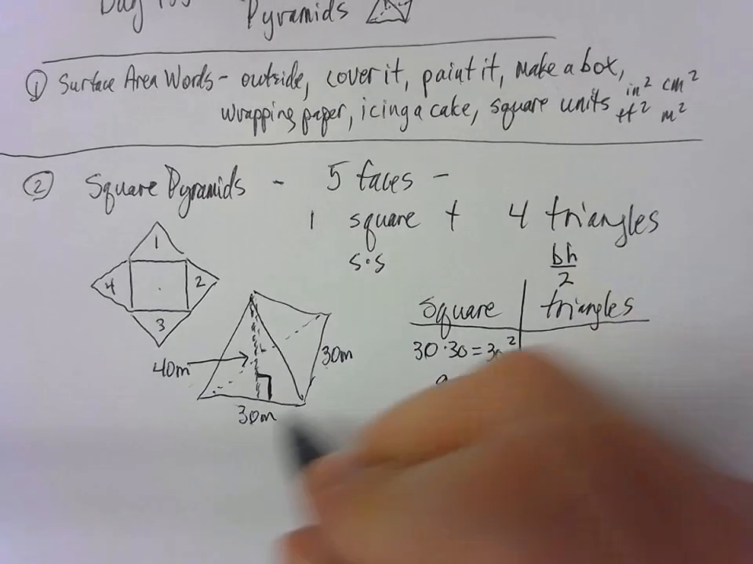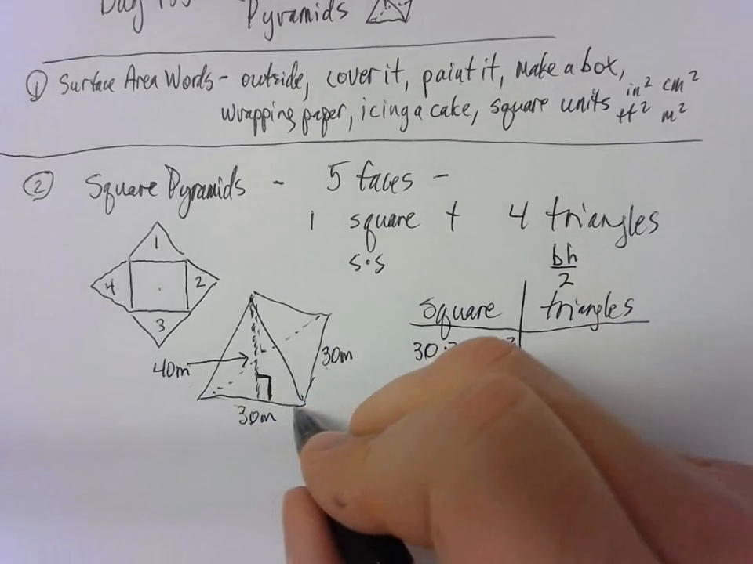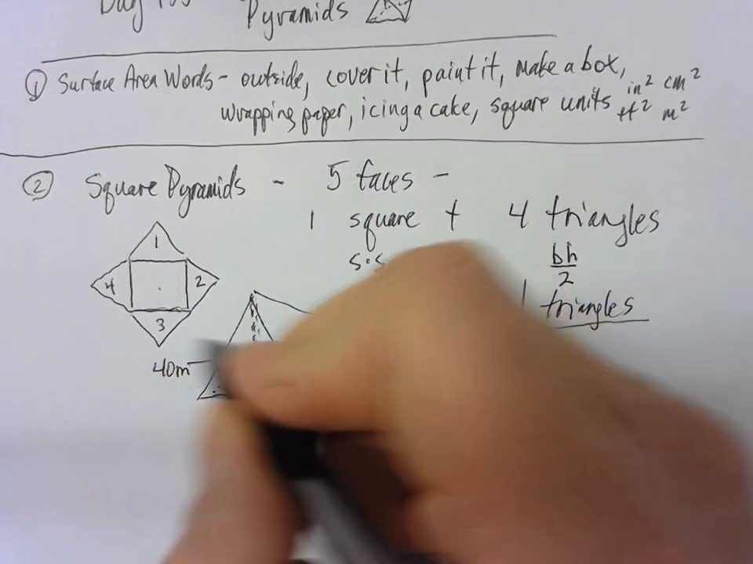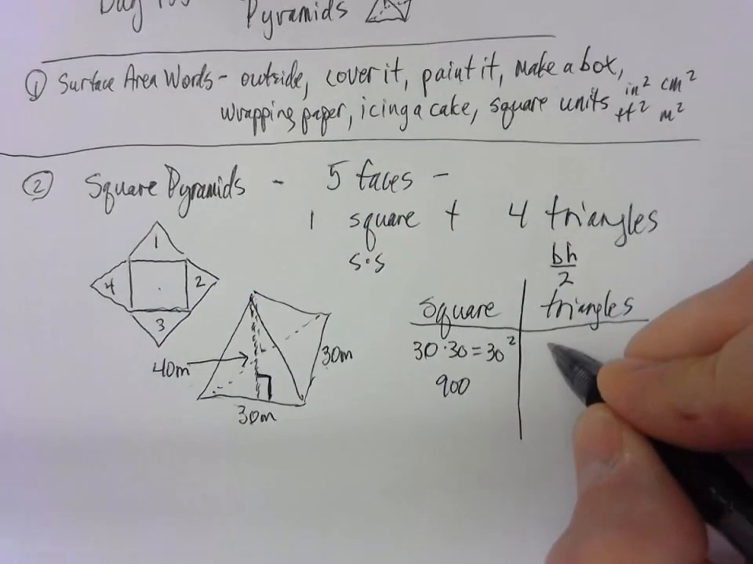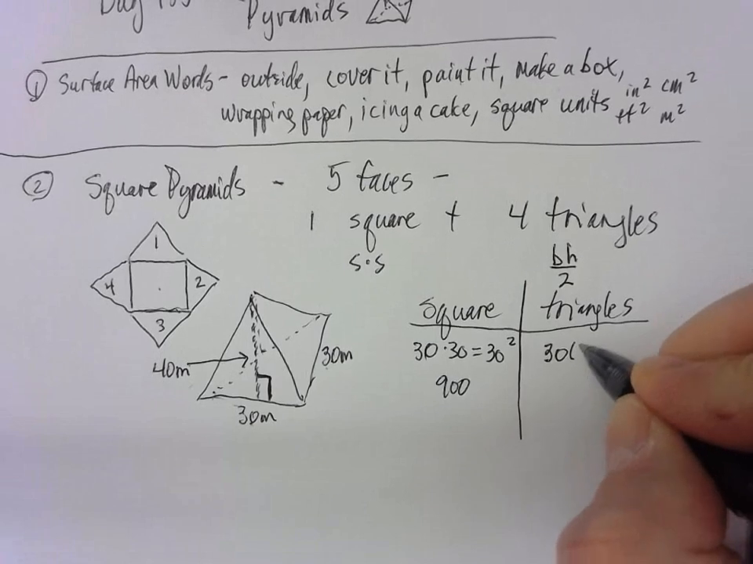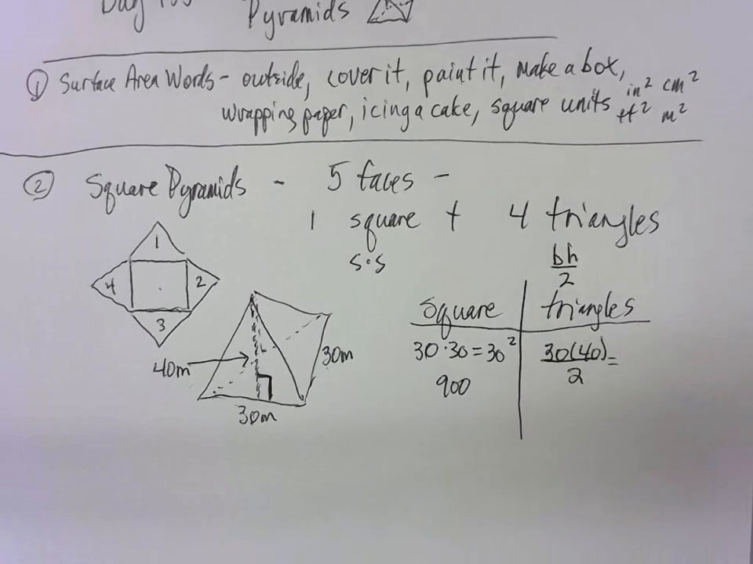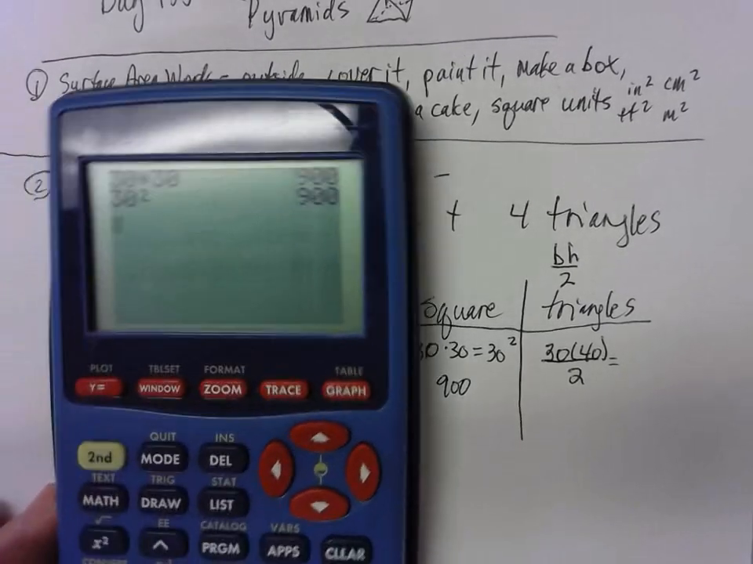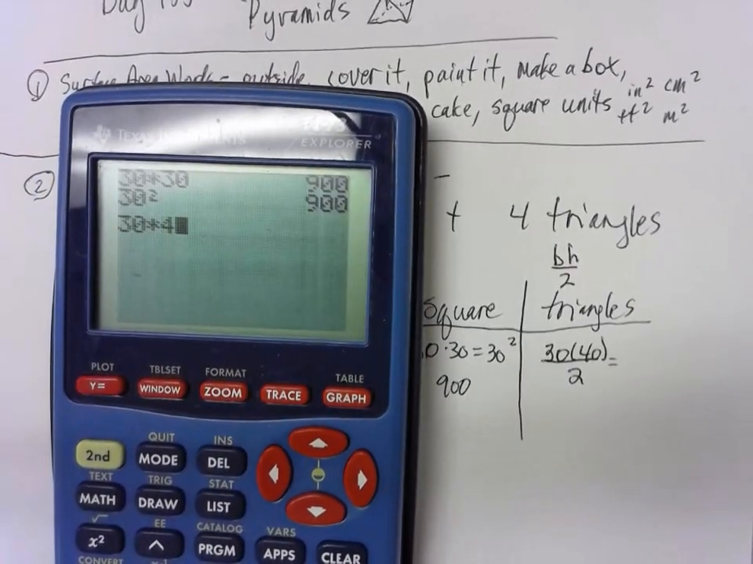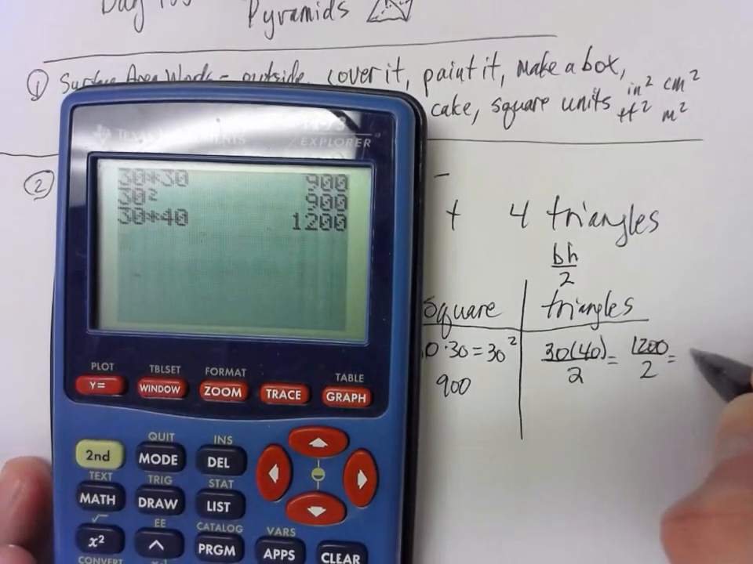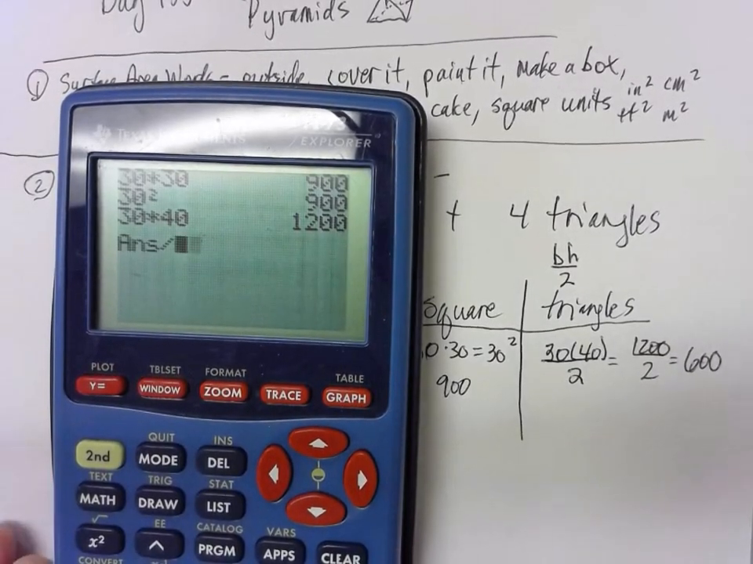All right. So the base of my triangle here is 30. The height of my triangle is 40. So that would be base 30 times the height, which is 40, and I'm going to divide that by 2. 30 times 40 divided by 2. So 30 times 40 is 1,200, and 1,200 divided by 2, of course, is 600.